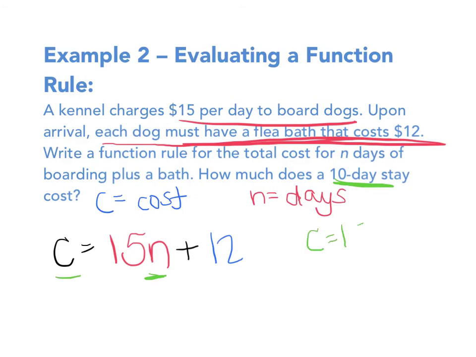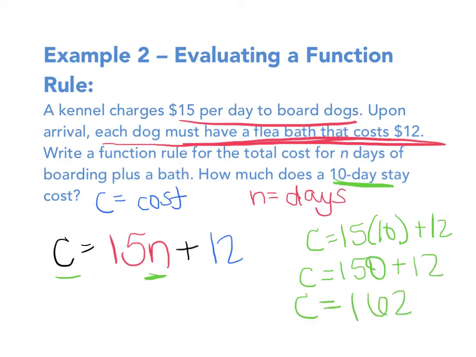So C equals 15 times 10 plus 12. C equals 150 plus 12. C equals 162. It's going to cost $162 for a 10-day stay. Again, writing these function rules are just about reading the problem, figuring out what you're looking for, and then sometimes you're going to have to go one step further to evaluate.